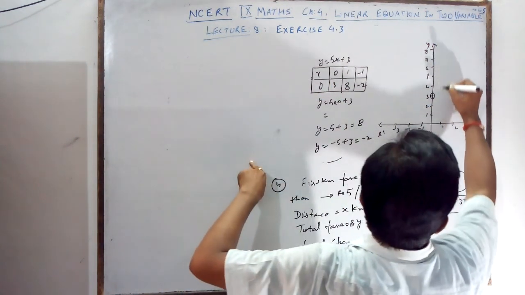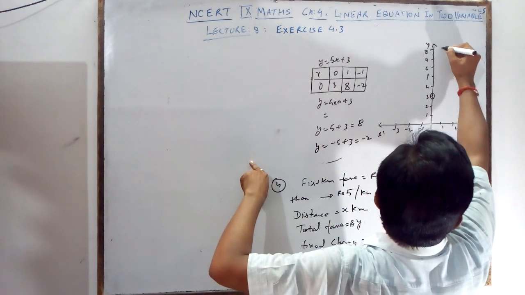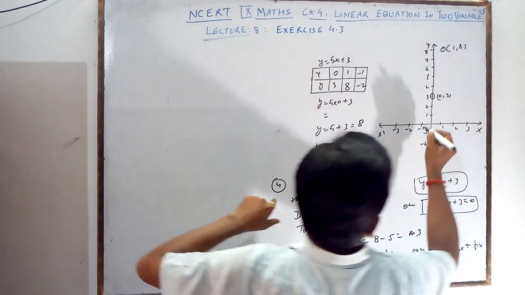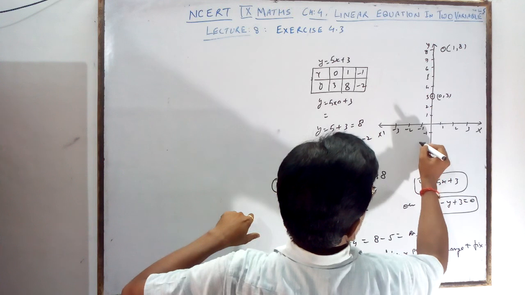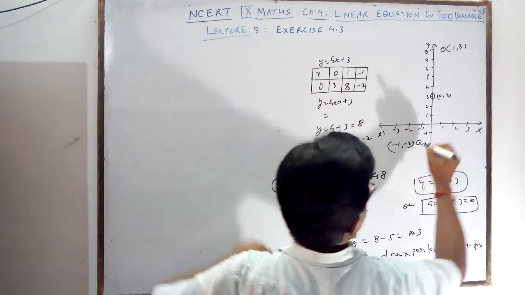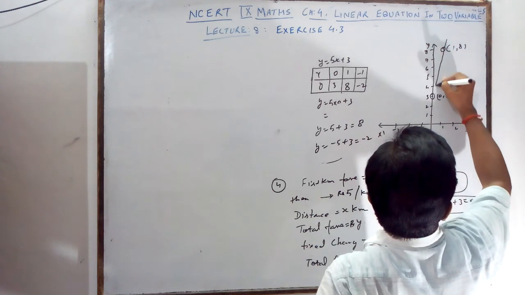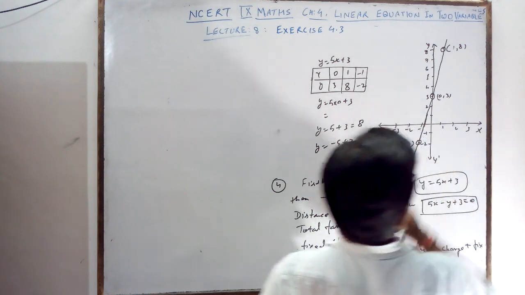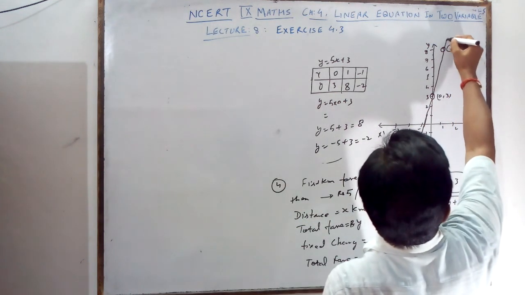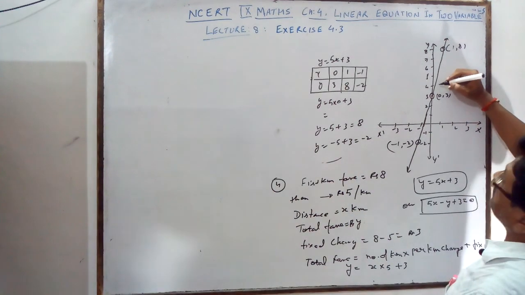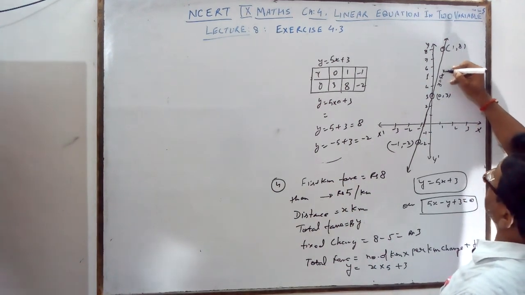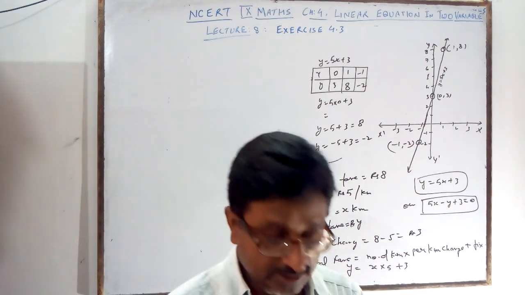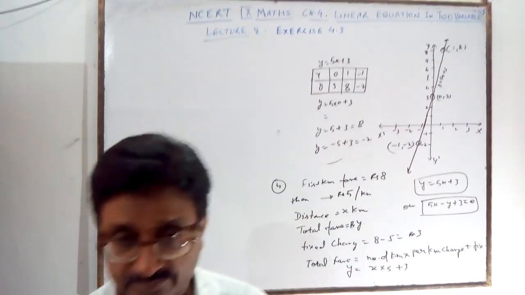1, 8. 0 comma 3, 1 comma 8, minus 1 comma minus 2. Then you plot the graph for this. You are getting this. What is the equation given? y is equal to 5x plus 3. So it is the graph of question number 4.